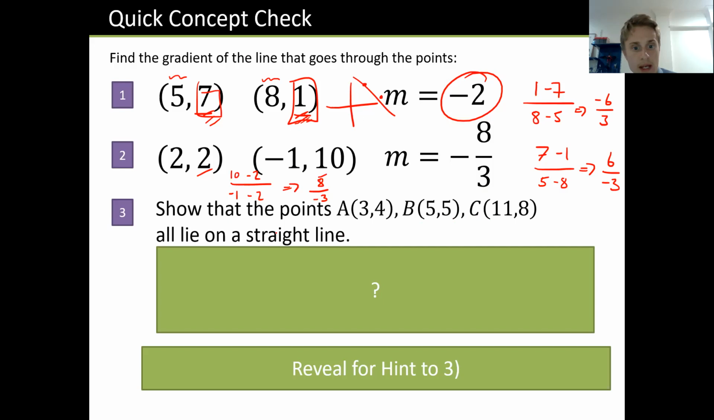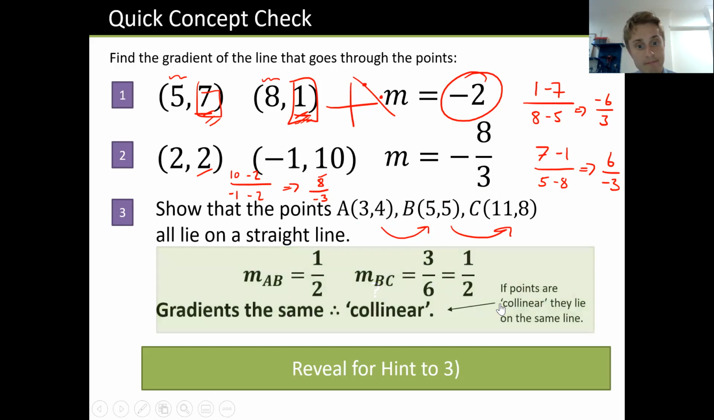Show that these all lie on a straight line. You're thinking, that doesn't look like any of the other stuff. So what's the link? Whatever our gradient is here, however we're increasing, should be steady, and that increase should apply here as well. There are other ways you can answer this question, but this is what I would look for. Is the gradient from A to B the same as the gradient from B to C? If you do that, you should get the same gradient.